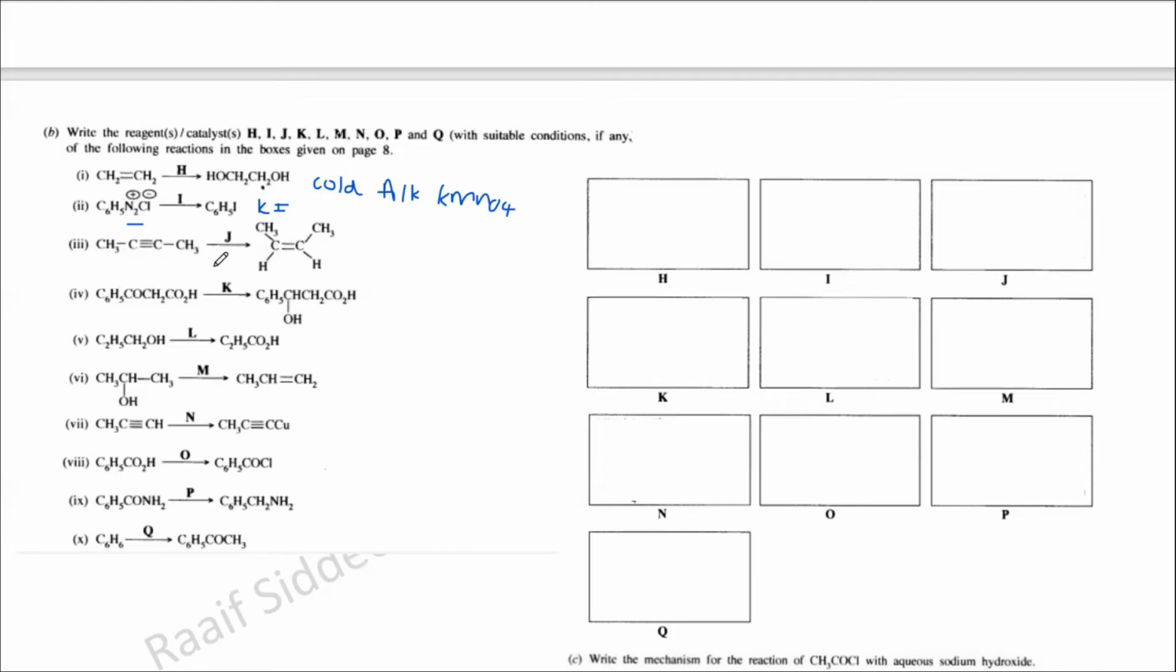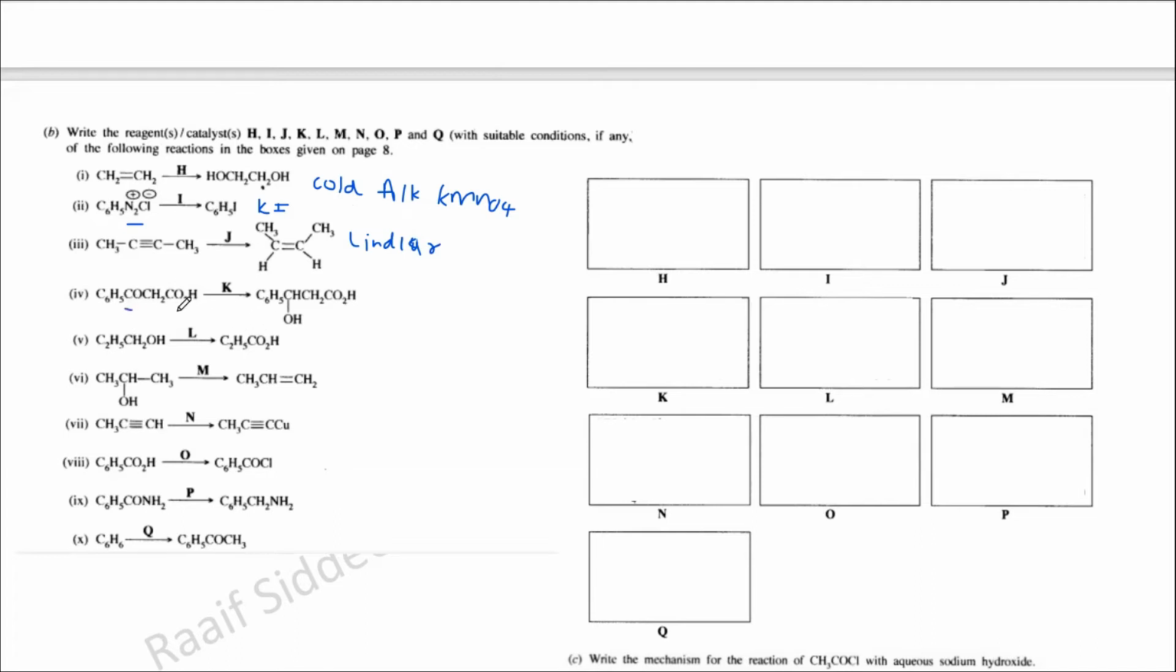Then this is a triple bond which is converted to a double bond. So you know this is a Lindlar catalyst. So this is Lindlar, palladium barium sulfate, H2 in quinoline medium. Okay. Now these are very easy ones because they have just given you the reaction. If you know the theory well, you can get it.